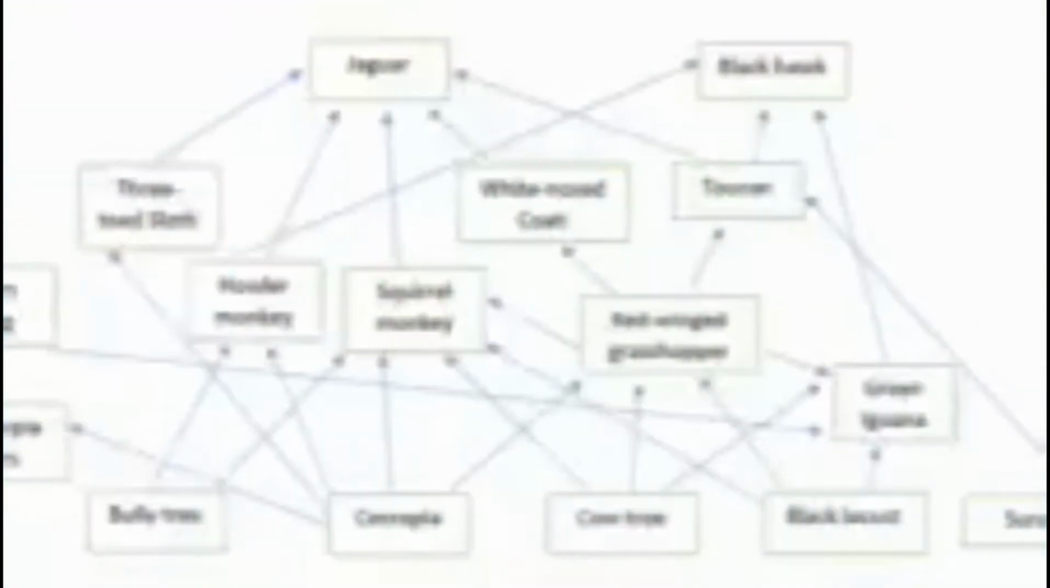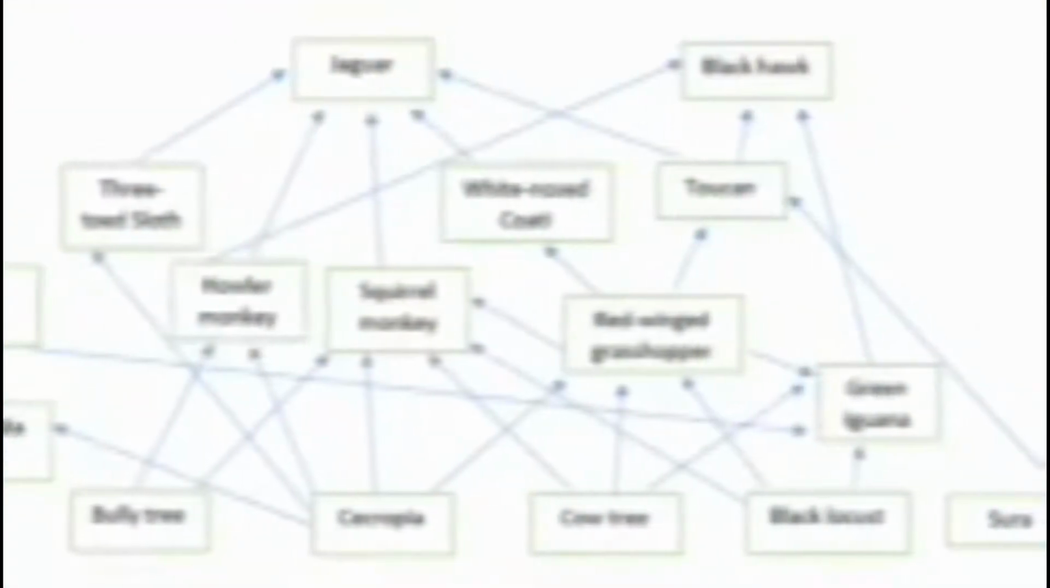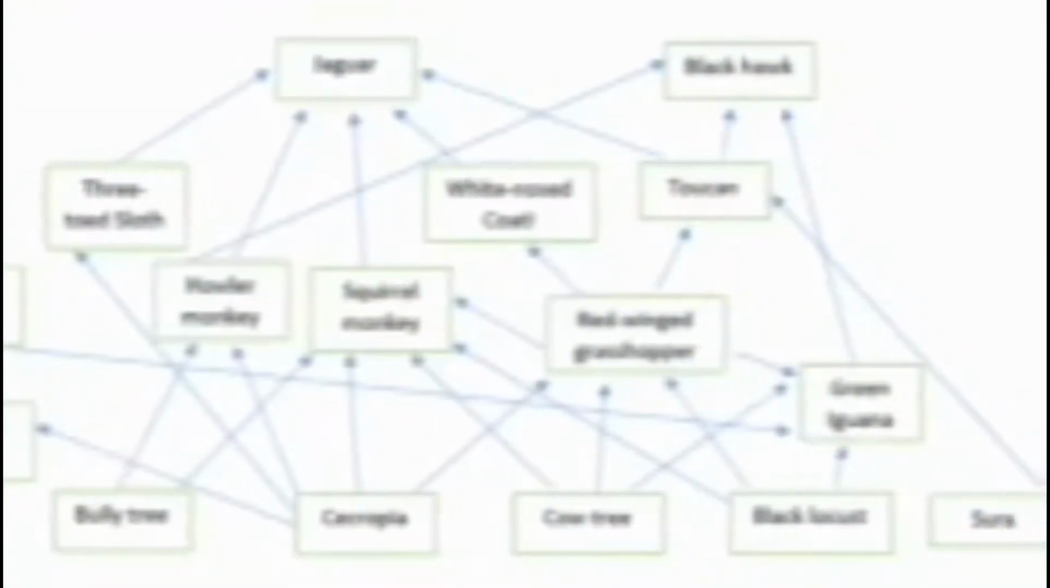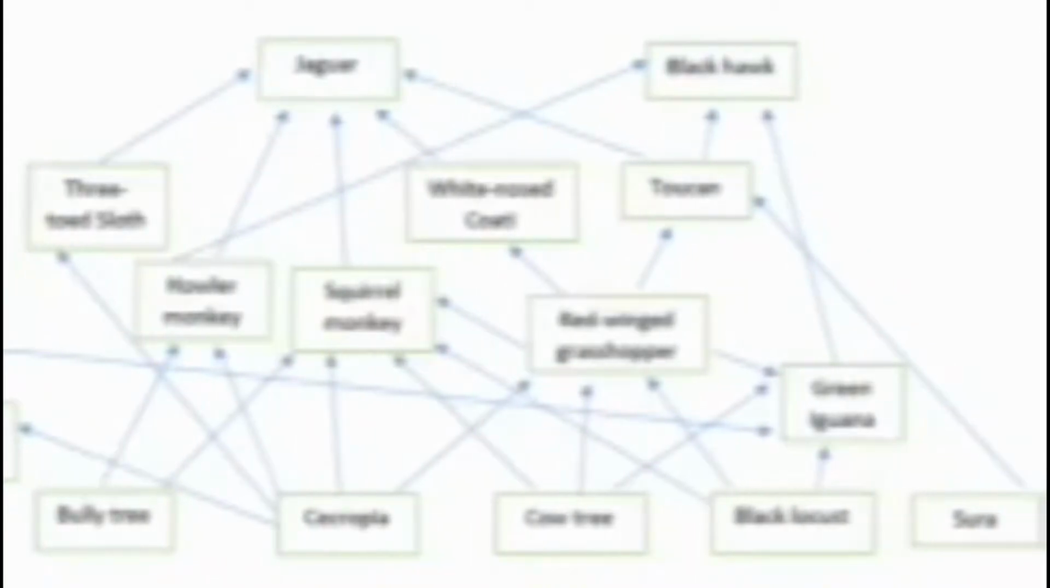In our ecosystem, there is a food web. The purpose of a food web is to link all the food chains in an ecosystem together. It shows the feeding relationships and the complex interactions of various organisms. The tertiary consumers of the food web are jaguars and blackhawks. These top consumers or heterotrophs are considered omnivores because they feed on plants and animals below the trophic levels of the food web. The prey of the jaguars and hawks are the white-nosed coati and the toucan birds.